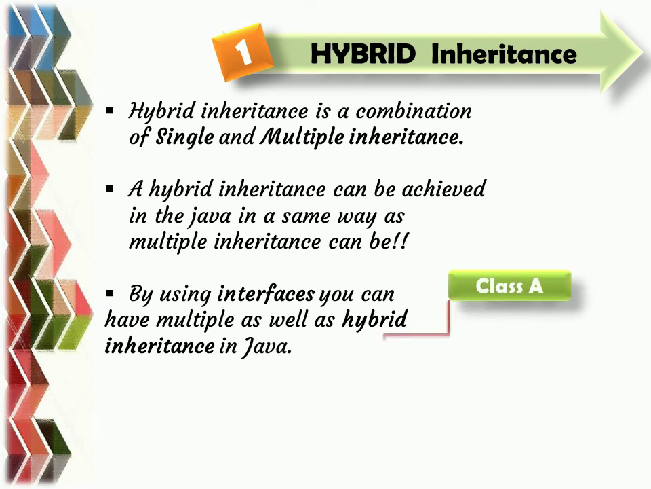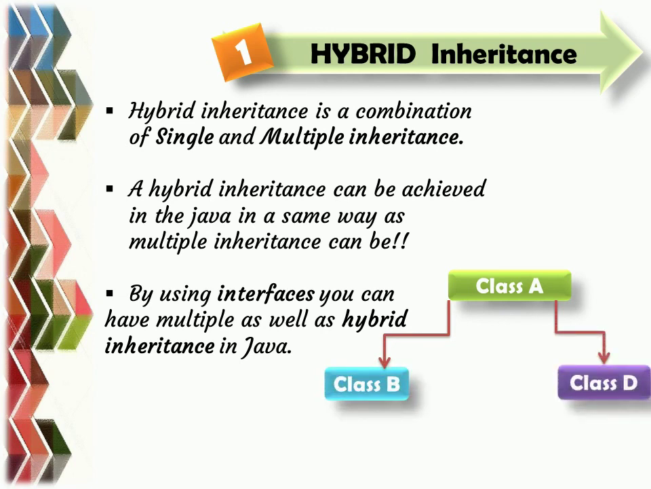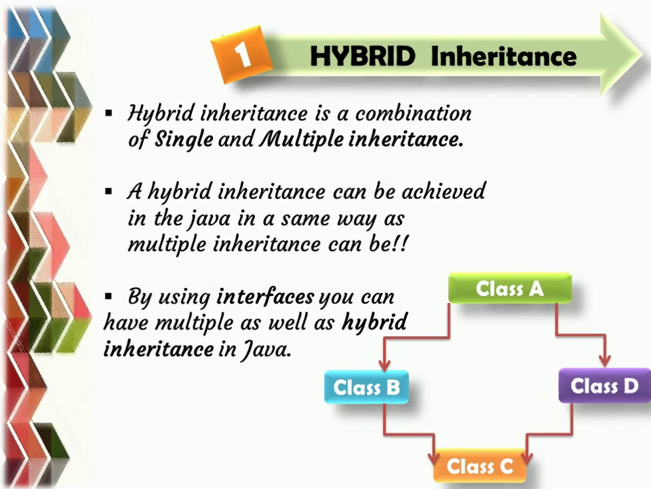We'll see here class A, and it was derived by class B and class D. From class B and class D, we are deriving class C. It is a hybrid inheritance.